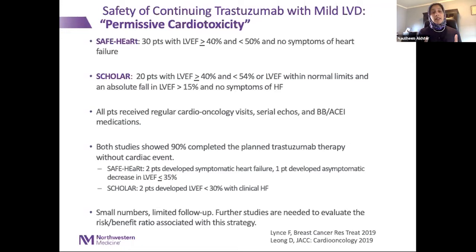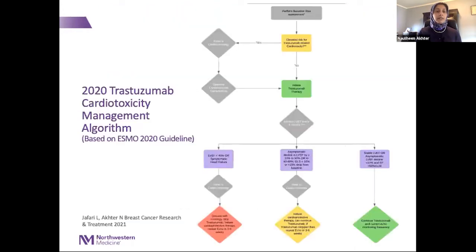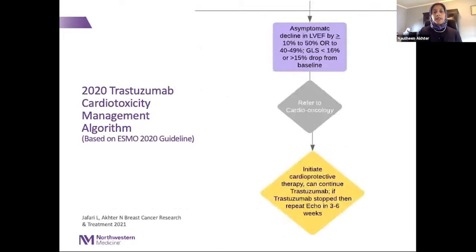So these studies are small in number, they have limited follow-up, and further study is needed to evaluate the risk-benefit ratio of this strategy. Based on the ESMO 2020 guideline, we made some adjustments in our treatment of patients with asymptomatic decline in LVEF with a moderate range EF. So we now consider initiation of cardioprotective treatment in these patients and continuing therapy over holding therapy.